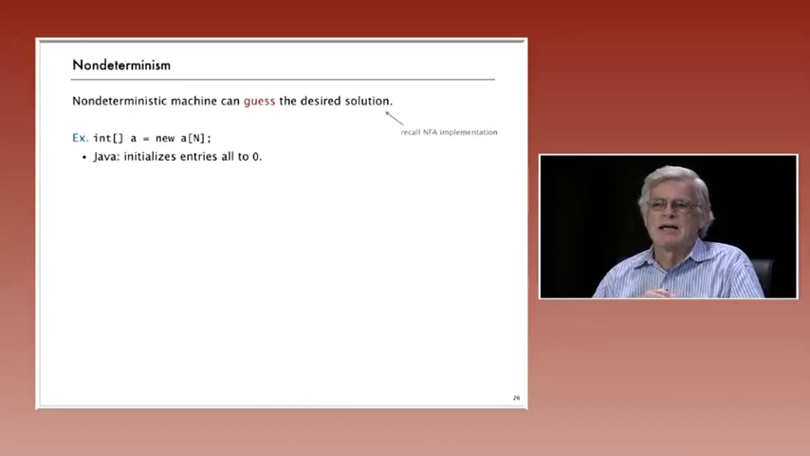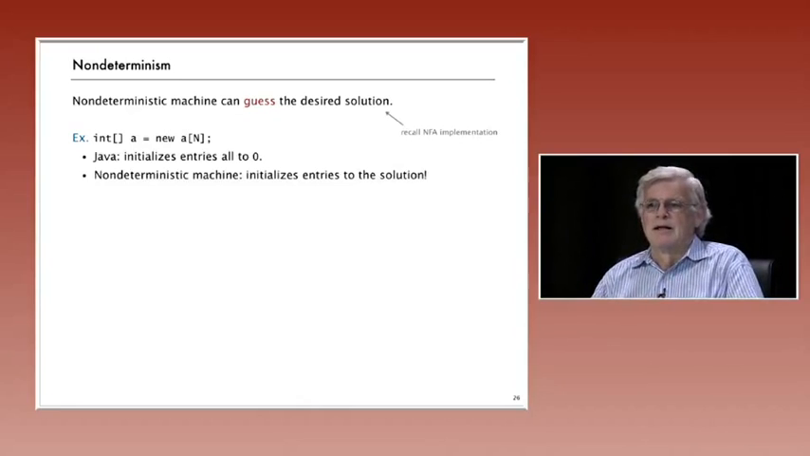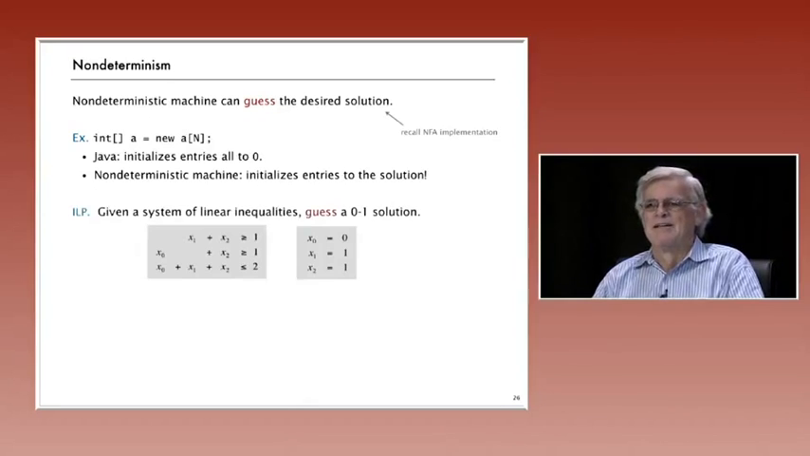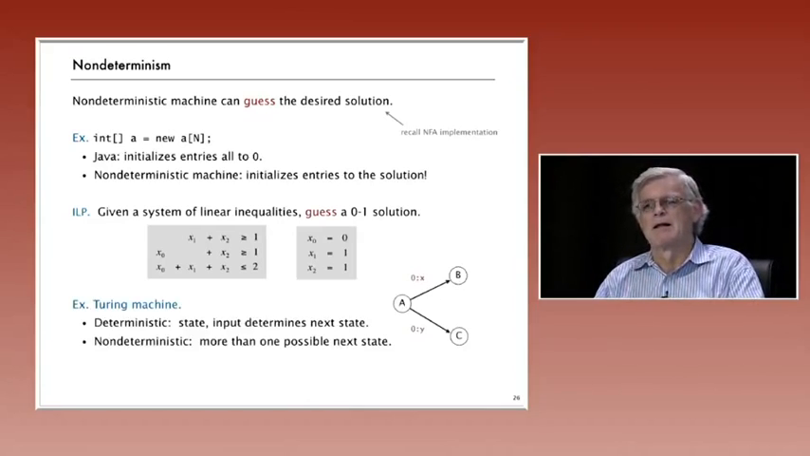But what if that array A is supposed to be our solution to an integer linear programming problem? We could have a non-deterministic machine initialize the entries to the solution. It could just guess what the right answer is and initialize it. So it seems like a really, really powerful capability. For example, for integer linear programming, we could just tell the non-deterministic machine to guess the solution and we'd be done.